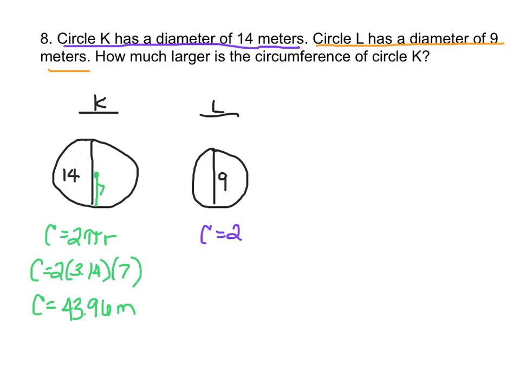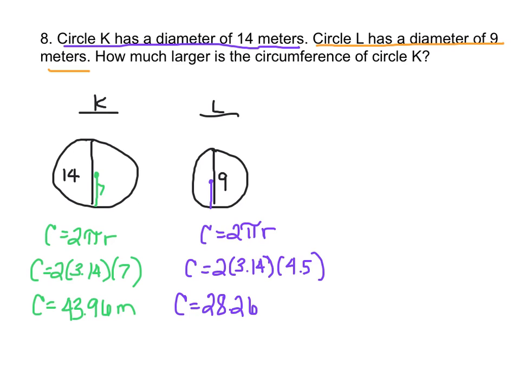Find the circumference of L. Again, C equals 2 pi r. C equals 2 times 3.14. Again, I'm given the diameter, so in order to get the radius, I divide 9 divided by 2, and I get 4.5. Multiply those three numbers together, and we get 28.26 meters.